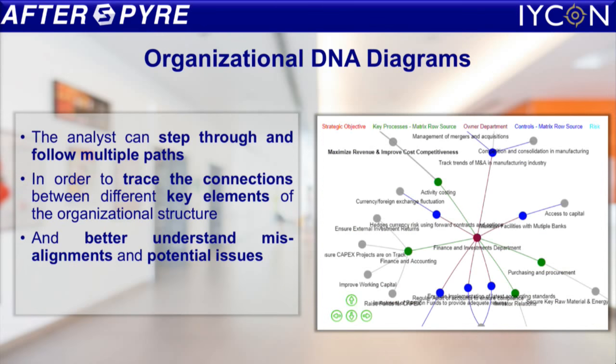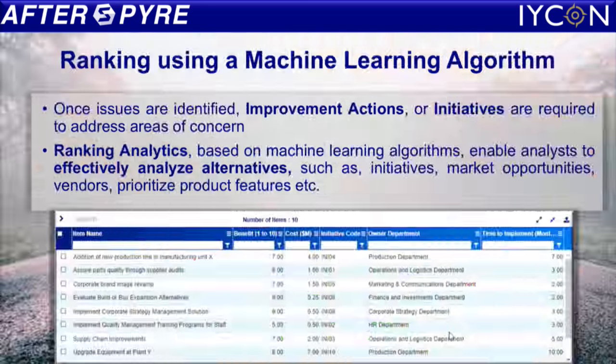And of course, the organizational DNA diagrams provide us multiple paths through which we can step through. So you can start from objectives and go to risk, or in our case, we will go to technology to processes. And we can understand misalignments and potential issues.